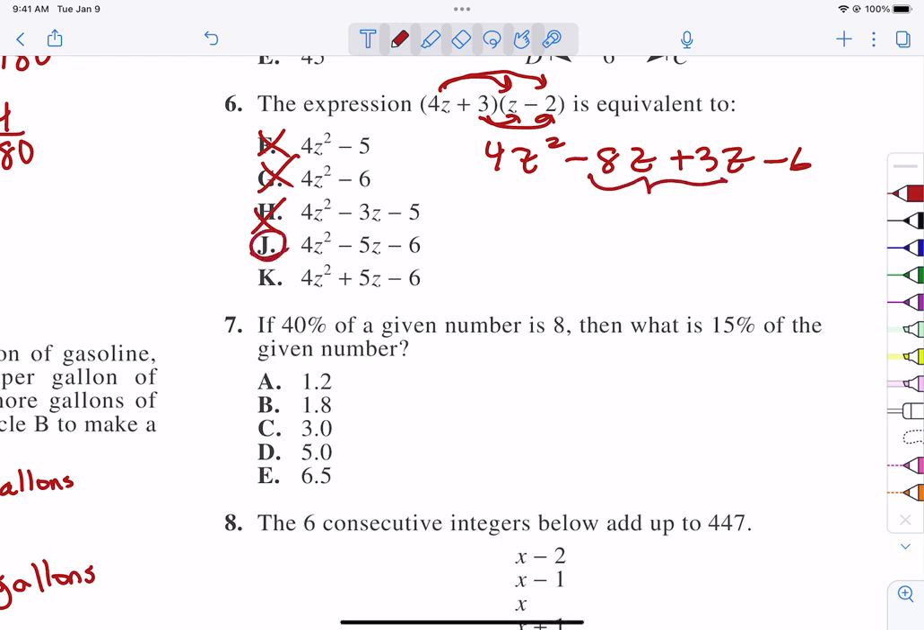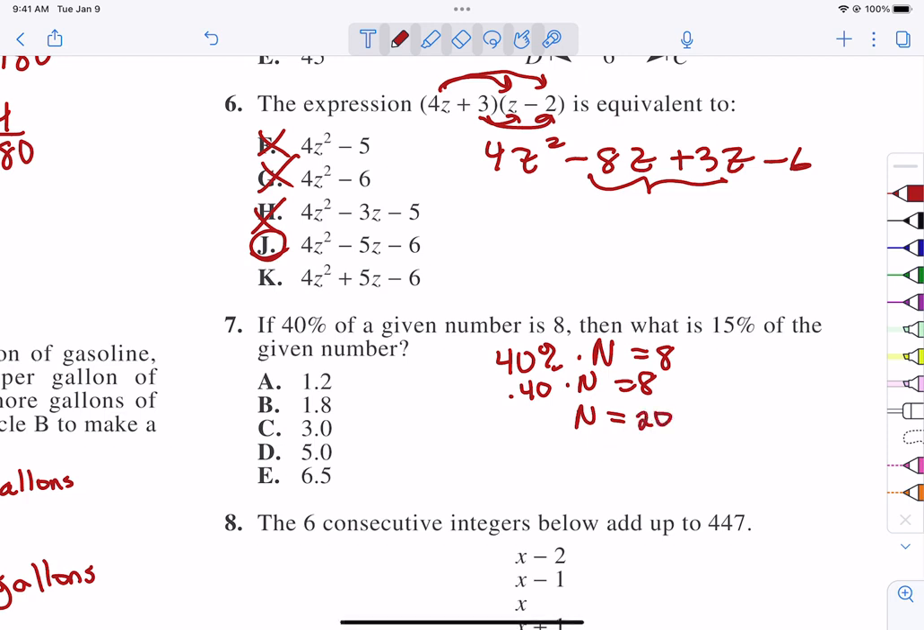J. Number 7, 40% of a given number is 8. So you're going to do 40% of means times a number is 8. Then what is 15% of that number? Well, let's first solve for the number. You're going to do 0.40 times n equals 8. How are we going to solve for n? We divide. 8 divided by 0.4. So 8 divided by 0.4 is 20.